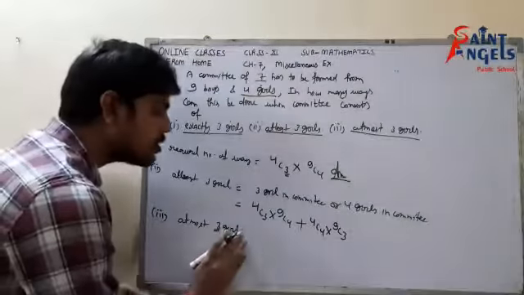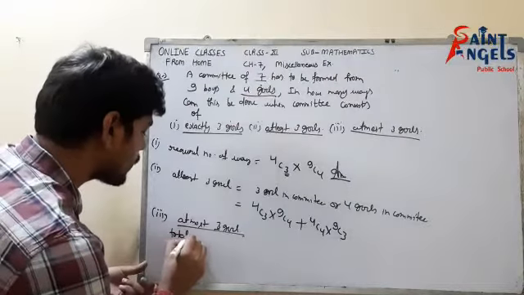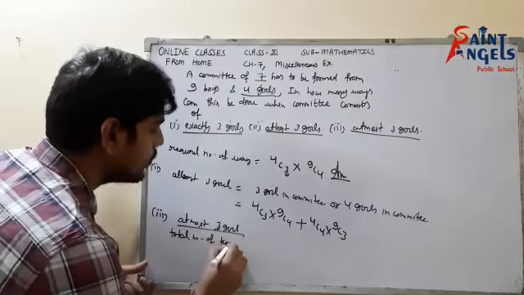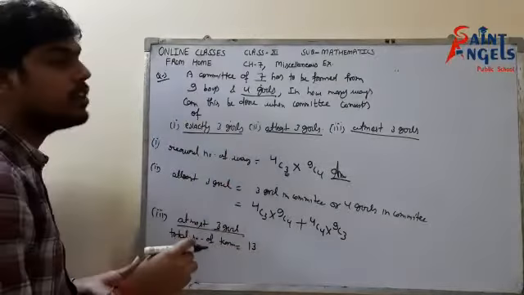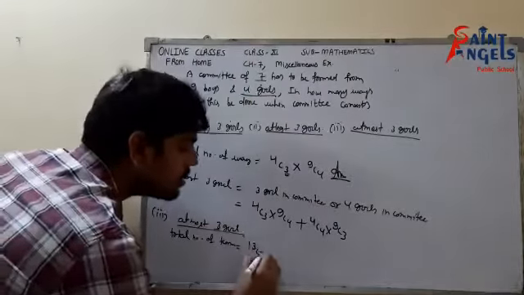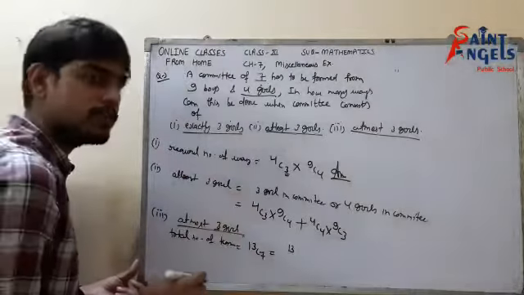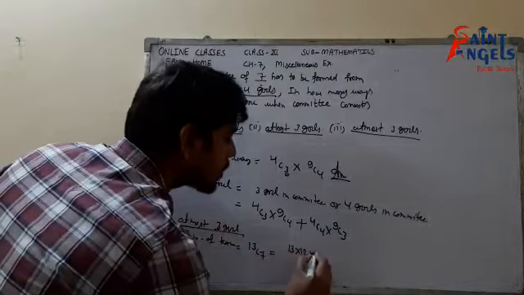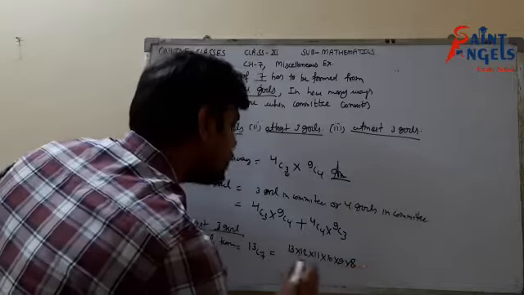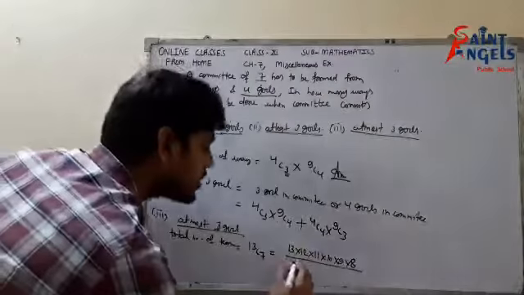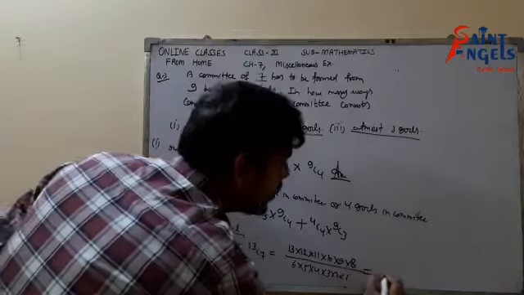I need at most 3 girls. Okay, now find out the total number of teams. We have a total of 9 plus 4, 13 people. From these 13 we have to choose any 7 people. 13C7. So that would be equal to 13 factorial upon 7 factorial into 6 factorial. So 13 into 12 into 11 into 10 into 9 into 8, upon 7 factorial and here 6 factorial, 6 into 5 into 4 into 3 into 2 into 1. We will find out this number.